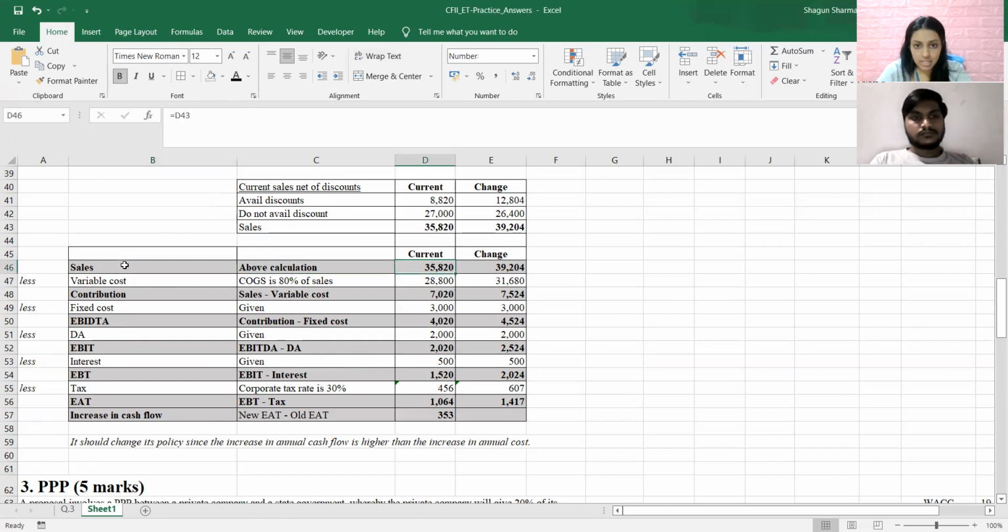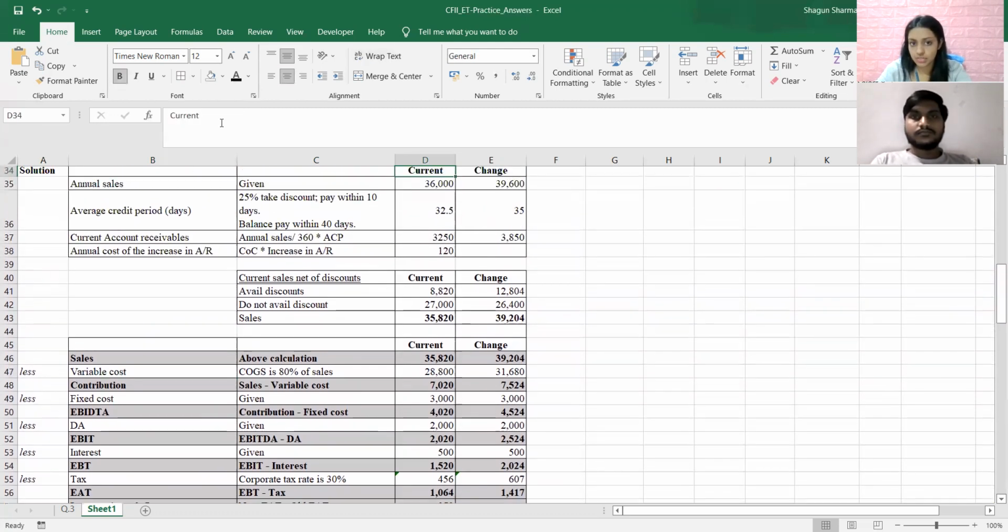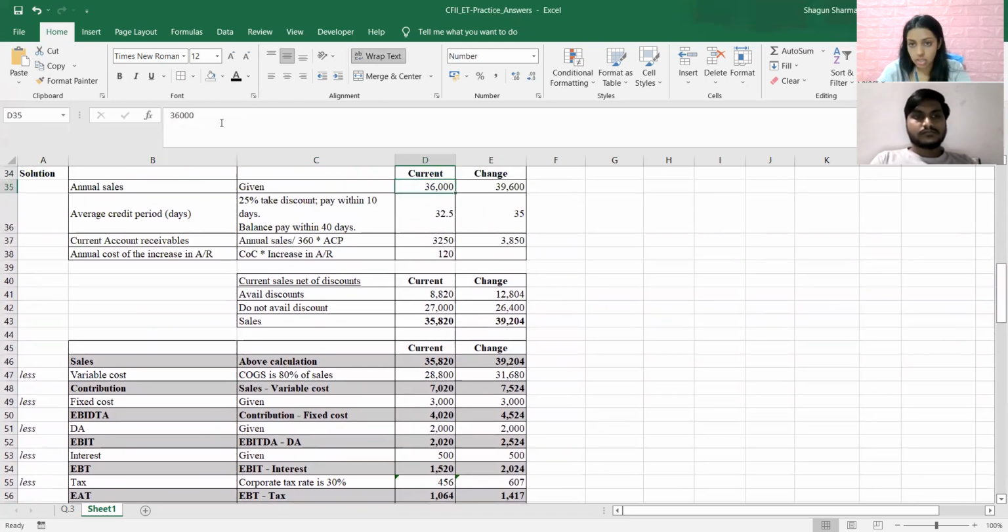ठीक है? Now sales ये ऊपर के calculation से आ गया. Minus the discount. उसमें से less variable cost करना है. Now cost of goods sold is my variable cost. Cost of goods sold increases as my sales increases, so that's my variable cost. वो सब में दिया है 80% of sales. अभी जो मैं 80% लूंगी, that will not be of the amount I receive. That will be 80% of my total sales figure, which is 36,000. And in the new policy, 39,600.